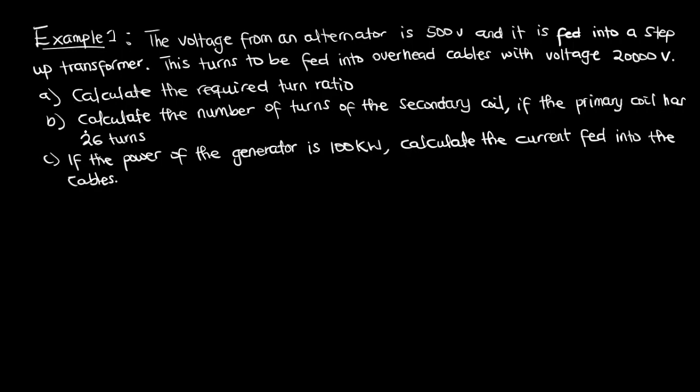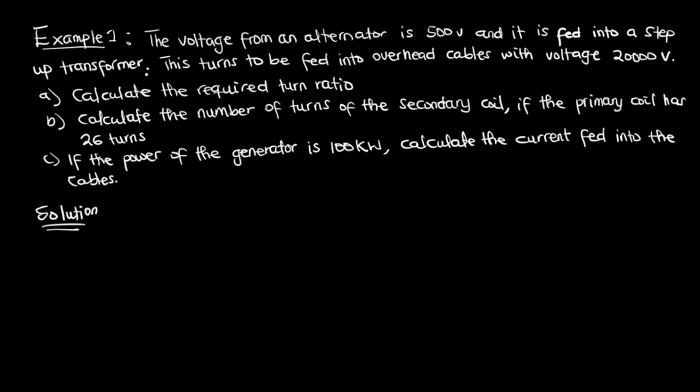B, we are to calculate the number of turns of the secondary coil if the primary coil has 26 turns. And then C, if the power of the generator is 100,000 watts, or 100 kilowatts, we have to calculate the current fed into the cables. Now this is fairly simple. Let's look at the solution to this problem. So we write down our solution.